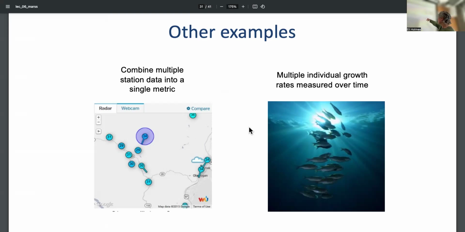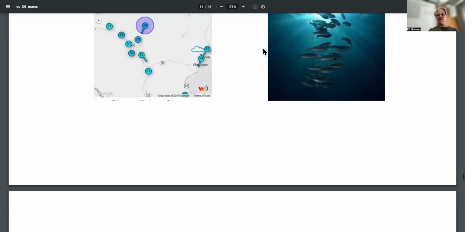We had lots of individuals that we're tracking, and we have their growth rates. And what we want to get is a population average of these growth rates. So people would use this to do those kinds of things.